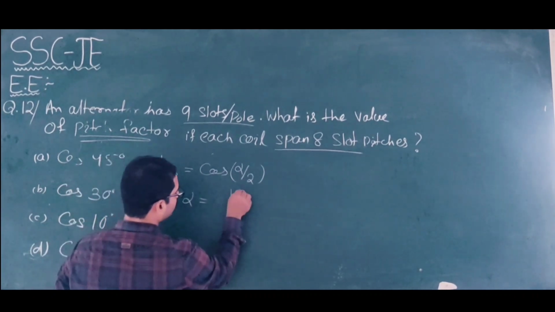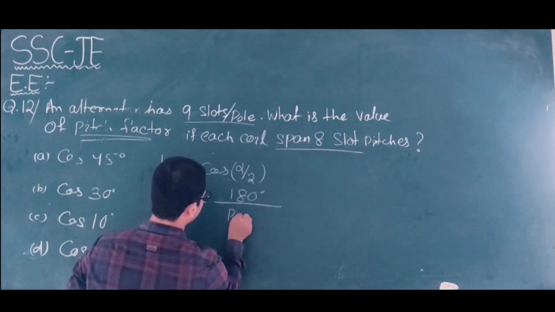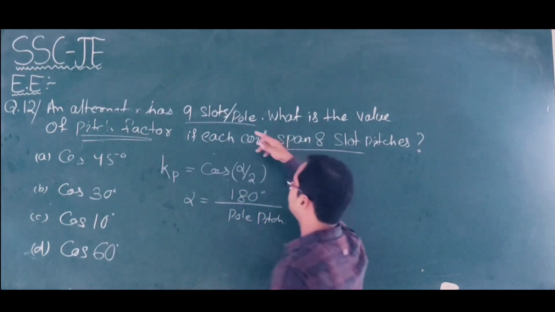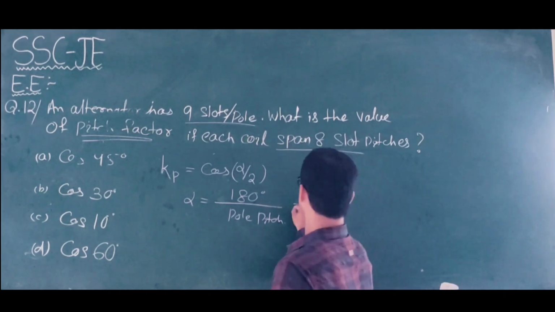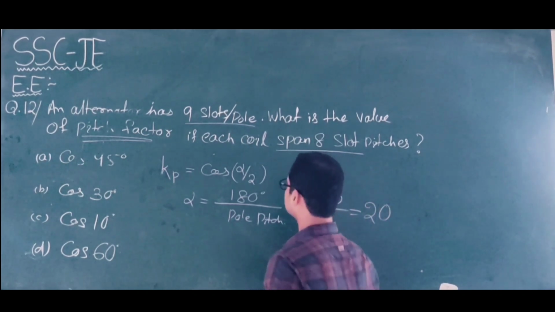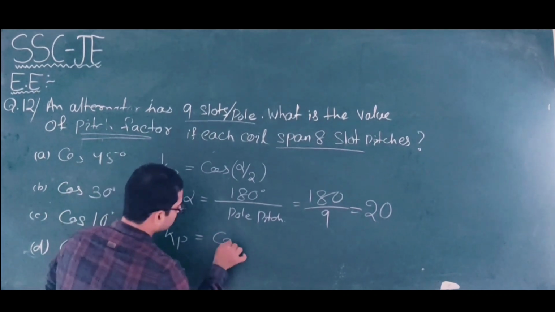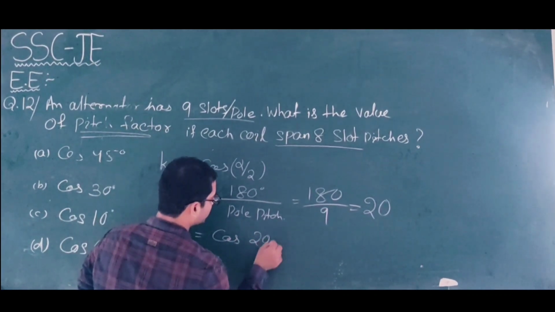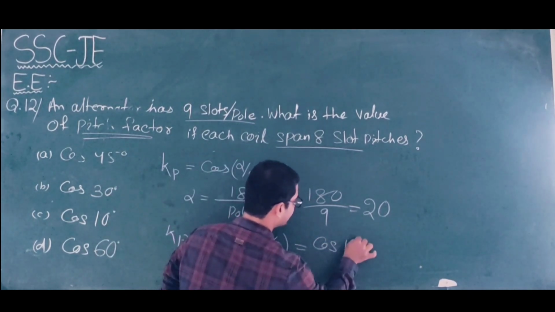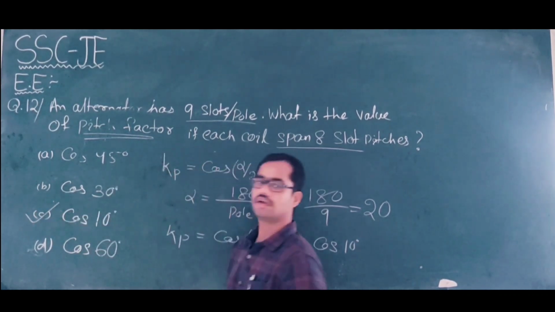So alpha equals 180 degree electrical divided by pole pitch. The pole pitch is given here as 9, so it is 180 divided by 9, which comes to 20. Okay, then Kp will be cos of 20 divided by 2, which is cos 10 degree. So the answer is cos 10, the third option. So answer C is the right answer.